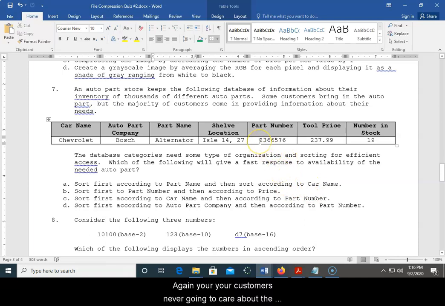Again, your customer's never going to care about the part number. So anyway, hopefully this makes sense. A is the correct answer.